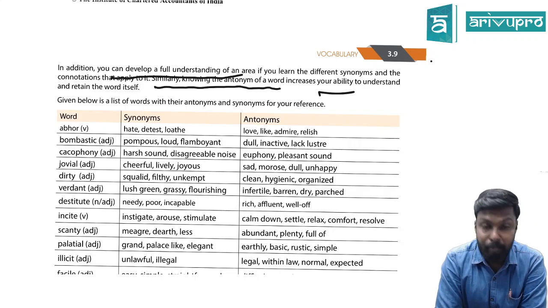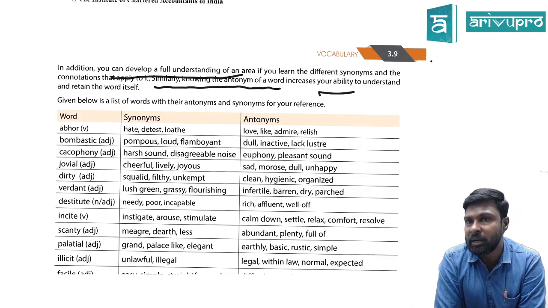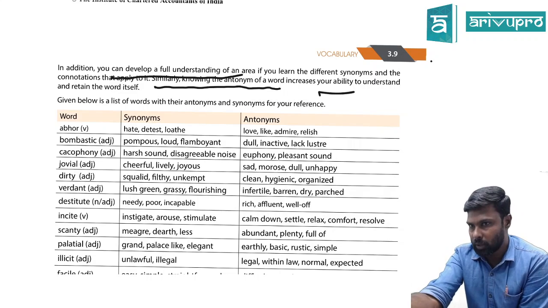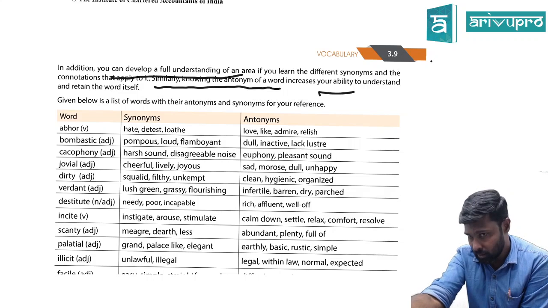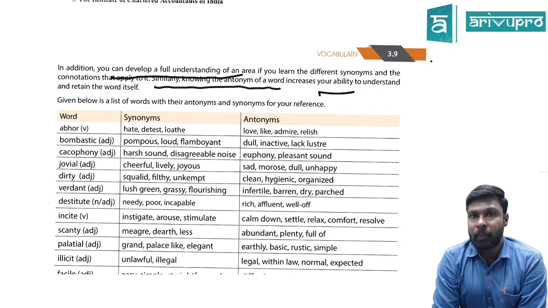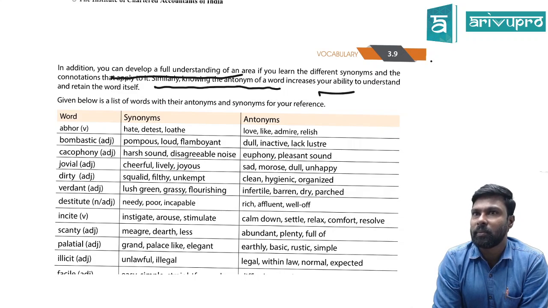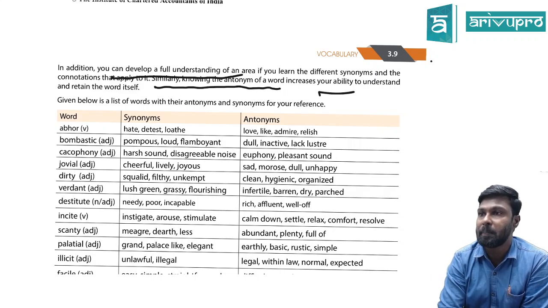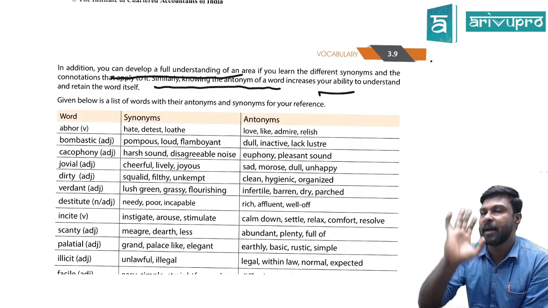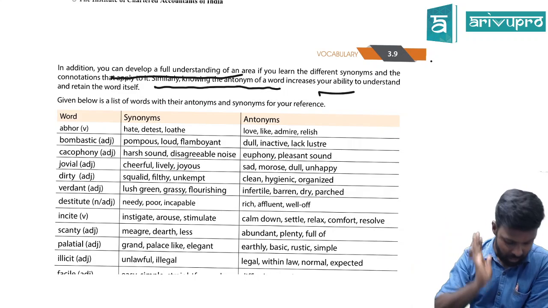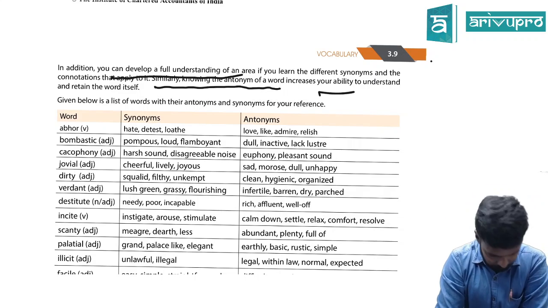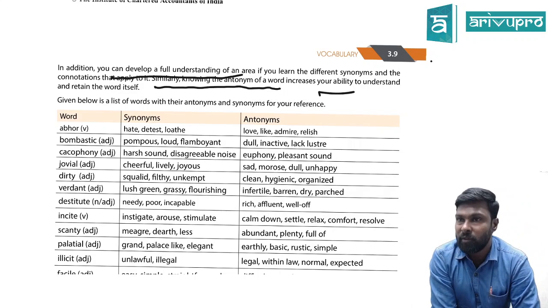Scanty, meager, dearth. Dearth meaning what? For example, if Amisha were to say, please come to my hometown Mandya. There is no dearth of water. What do you mean by that? There is no scarcity of water. You find plenty of water there because we have so many lakes around. That's the meaning. Less. Opposites: abundant, plenty, full of.